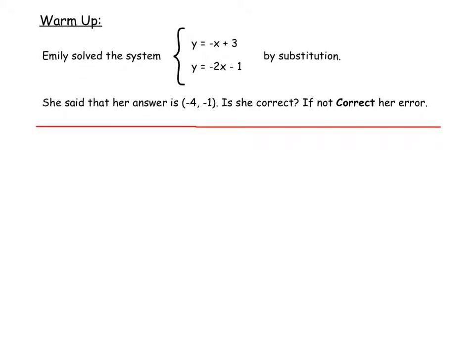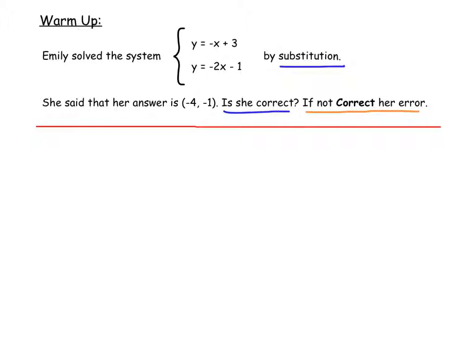So to begin, we are going to be solving word problems using substitution today in this video. However, as a refresher, why don't we just practice the procedure of solving by substitution? So if you look at this problem, it says Emily solved the system by substitution. She said her answer is (-4, -1). Is she correct? And if not, we need to correct her error.